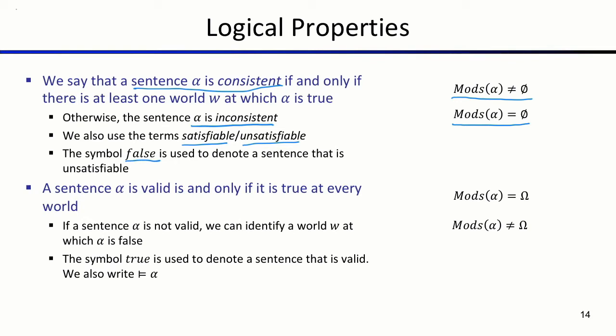And the second definition is if a sentence is valid. I'm going to say that a sentence alpha is valid if, sorry, there is a typo here, if and only if it is true at every world. So in other words, the models for the sentence alpha is the omega set, the set of all possible worlds. If a sentence alpha is not valid, we can identify at least one world in which alpha is false. That's okay. And we're going to use the symbol true to denote that a sentence is valid. So again, we are overloading the symbols. True has two different meanings. One is the original one that we have been using so far, and the second one is to denote that the sentence is valid. We also use this notation here to denote that the sentence is valid.